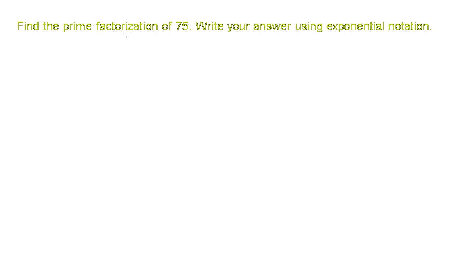Write the prime factorization of 75. Write your answer using exponential notation. So we have a couple of interesting things here. Prime factorization, and they say exponential notation. We'll worry about the exponential notation later. So the first thing we have to worry about is what is even a prime number.